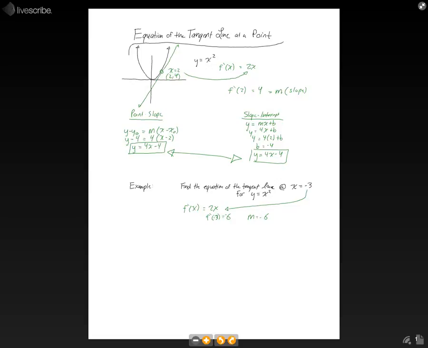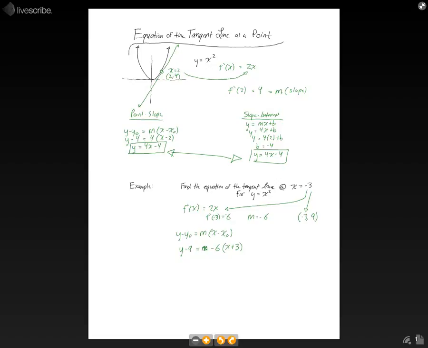Now, all we have to do is find the y-intercept, and our equation of the line will be complete. Let's use point slope form again. So, the coordinate of this point is negative 3, 9. So, when we use point slope form, y minus y naught equals m times x minus x naught. We'll plug in the coordinates of the point, and we'll have y minus 9 equals negative 6 times x minus a negative 3, which comes out to be a plus 3.